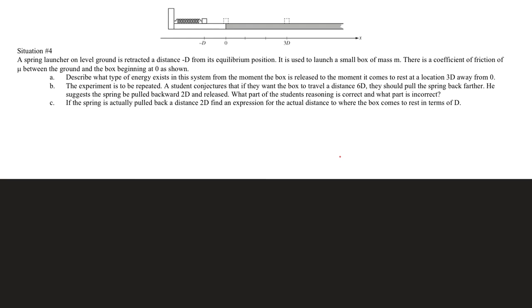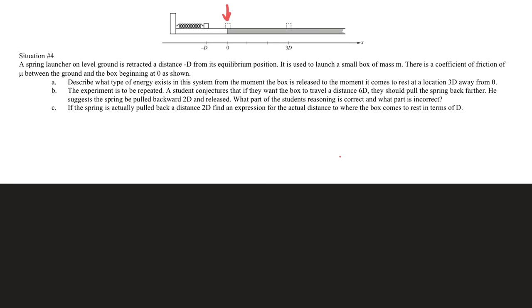A spring launcher on level ground is retracted at distance D from its equilibrium position. So the equilibrium position is here. That's the equilibrium position. So when the spring is here, there's energy in the spring. And the amount of energy in the spring would be 1/2 kd squared. Right? When it's pulled back that far, D. I'm just throwing this out there as I read the problem. It is used to launch a small box of mass m. There is a coefficient of friction of mu between the ground and the box beginning at 0 as shown.